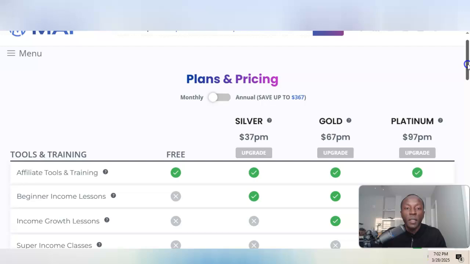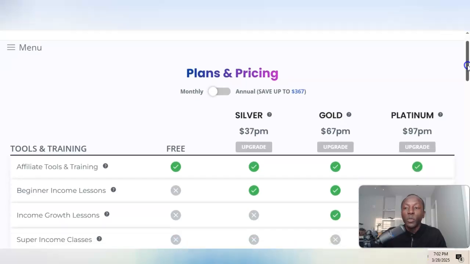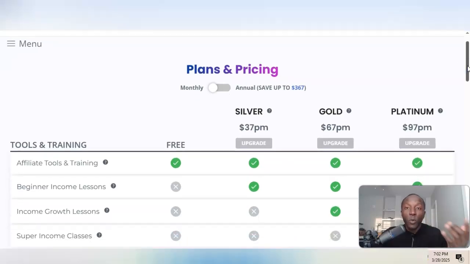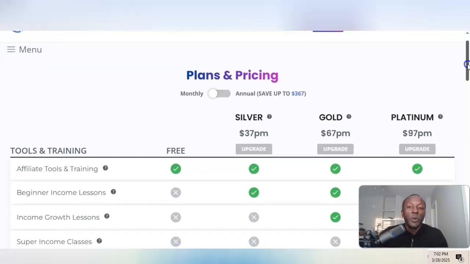So that is why I would present something like this, where you don't have to spend any money. The only thing that you would lose here is your time. Worst case scenario is that you invest the time to learn how to do affiliate marketing with the free training that's provided, and you don't make any money.